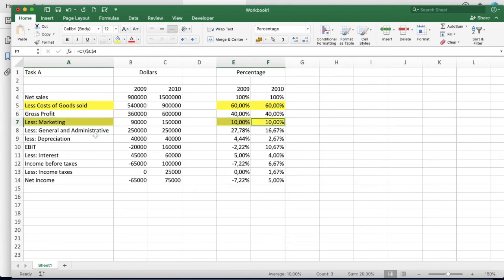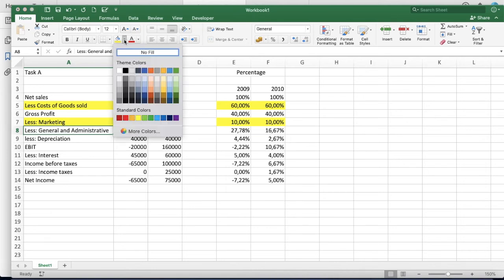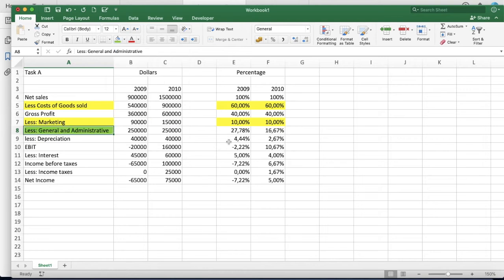Now for the general and administrative expenses, the global amount is fixed, while the percentage per unit becomes variable. This means that the general and administrative expenses are considered as fixed costs. So I will fill the cells of fixed cost, let's say with the green color.